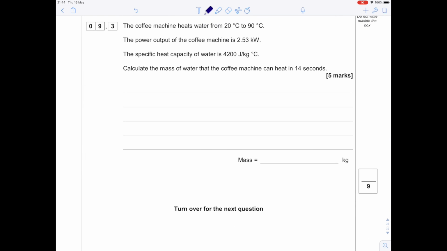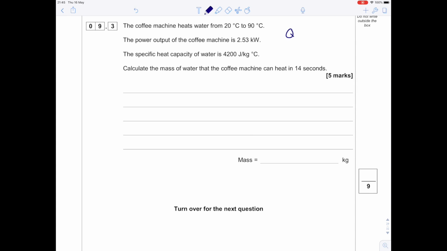The coffee machine heats water from 20 degrees to 90 degrees. The power output of the coffee machine is 2.53 kilowatts. The specific heat capacity of water is 4,200 J per kg per degree Celsius. Calculate the mass of water that the coffee machine can heat in 14 seconds.